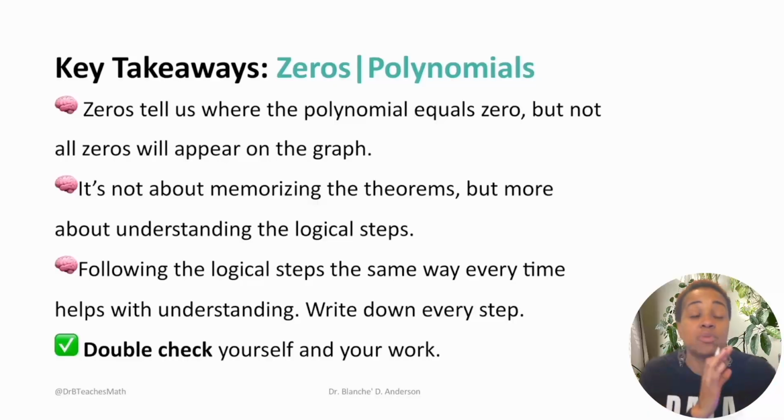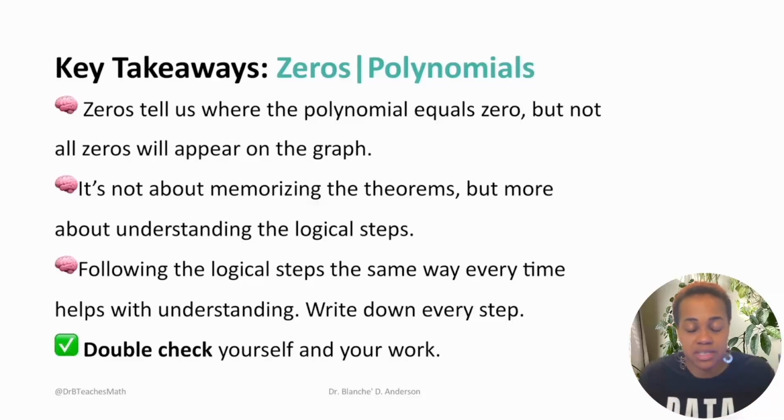Key takeaways: the zeros tell us where the polynomial equals 0, but not all zeros appear on the graph. The only ones that appear on the graph are going to be your reals. Your imaginaries aren't going to appear on this particular graph. There is a special graph for graphing imaginary numbers, but that's another class, so don't even worry about it. In this particular topic, you won't see all of your zeros on the graph, but you'll see the real zeros on the graph, okay?